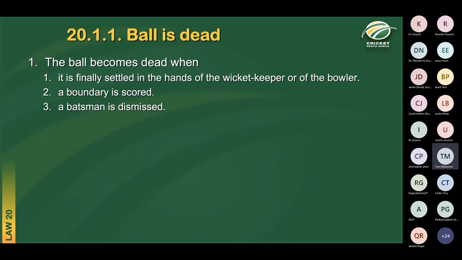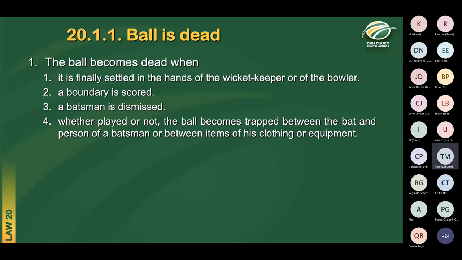Whether played or not, the ball becomes trapped between the bat and person of a batter, or between items of his or her clothing or equipment. The ball will become dead. Quite often, especially in junior cricket, if there is a short leg fielder, the batter plays a forward defensive, the ball goes off the face of the bat and goes down and gets stuck between the flap of the pad as well as the thigh of the batter or the knee of the batter. Then the short leg fielder will try and run up to the batter and grab the ball and claim a catch. That is not possible because the ball becomes automatically dead when it is trapped between the bat and the person of a batter, or between items of his or her clothing or equipment.